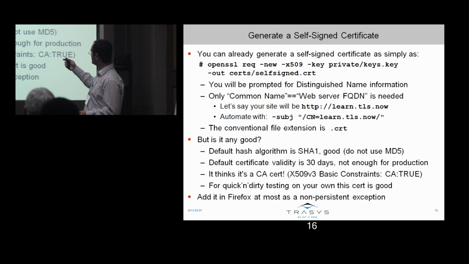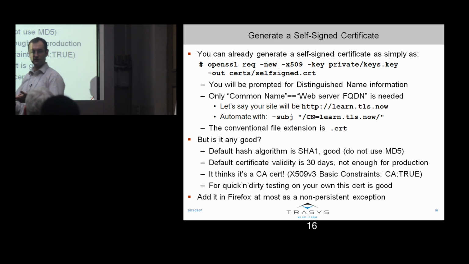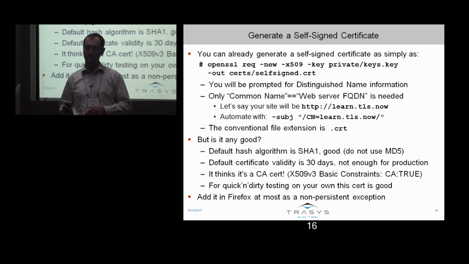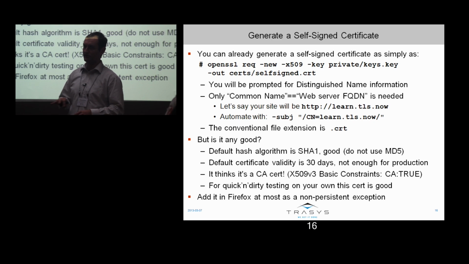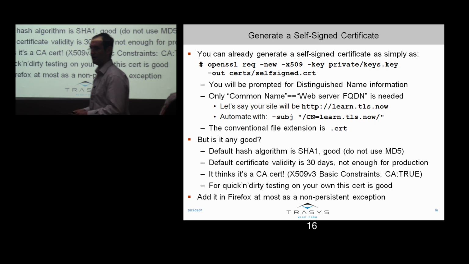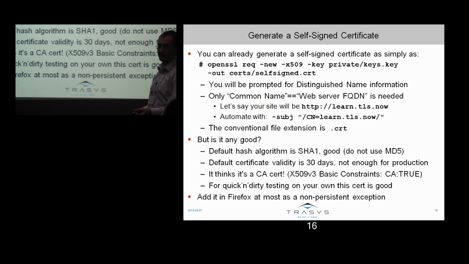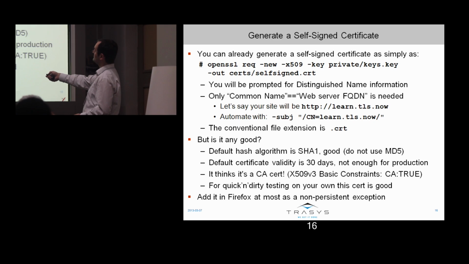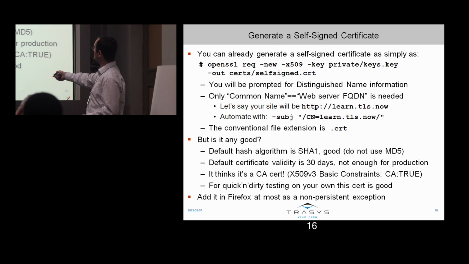It will ask you for the distinguished name, so country, region, organization, organizational unit, your email, and among others also the common name. It will ask for the common name, and that's where you have to type in learn.tls.now. In fact, all the rest doesn't matter. You can leave it empty. If you get bored of typing that all the time, you can use this option. The subject of the self-signed certificate will be this one. And this is the syntax you have to use. It doesn't have to be double quotes, but it has to be /CN= and it ends with a slash.